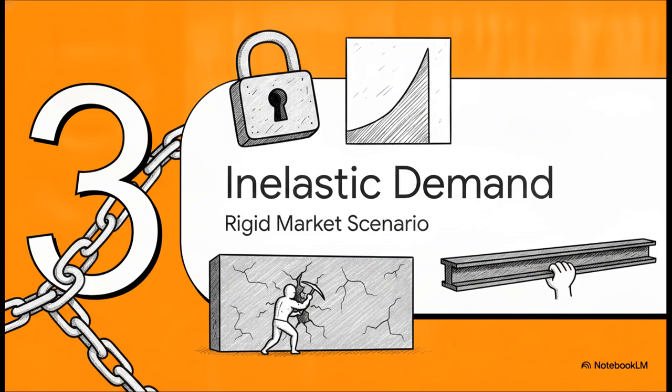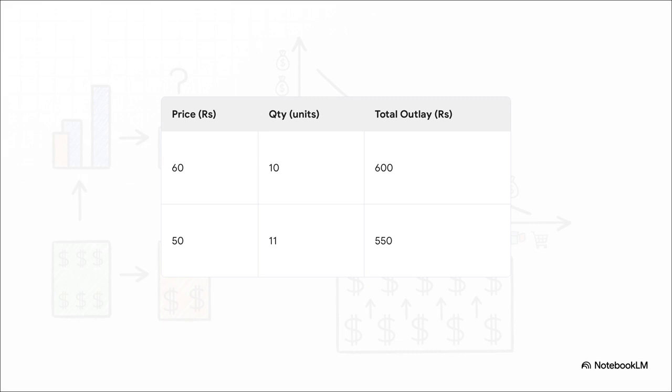Moving on to Section 3, relatively inelastic demand. Let's analyze a totally different scenario. This schedule represents a rigid market where consumer habits are just really hard to budge. Again, we start at 60 rupees for 10 units, total outlay, 600 rupees. Now we apply that exact same price cut down to 50 rupees. But because the demand here is inelastic, meaning buyers just aren't that responsive to the discount, the quantity only bumps up a tiny bit, from 10 to 11 units. So let's crunch the numbers. 50 times 11 equals 550 rupees.